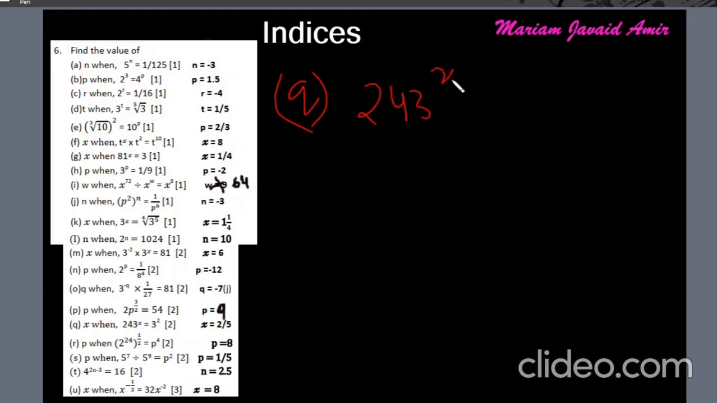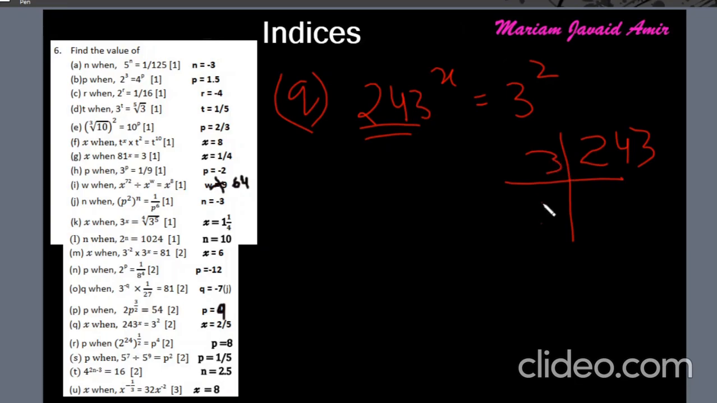243 power x equals 3 square. So 243 power what is equal to 3 square. So let's write this as power of 3. So 243 is which power of 3? Let me just randomly try: 3 power 4 is 81, 3 power 5 is 243, yes.